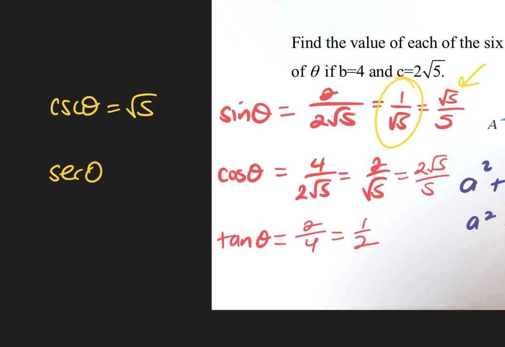And then the secant of theta, I would go back to before I rationalize the cosine, and I get square root of 5 over 2. And then the cotan of theta, I'd get 2. Questions on those?